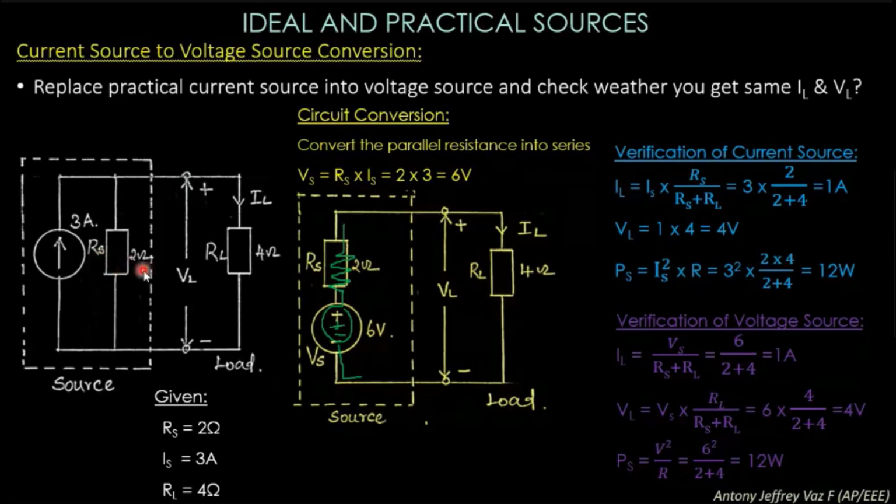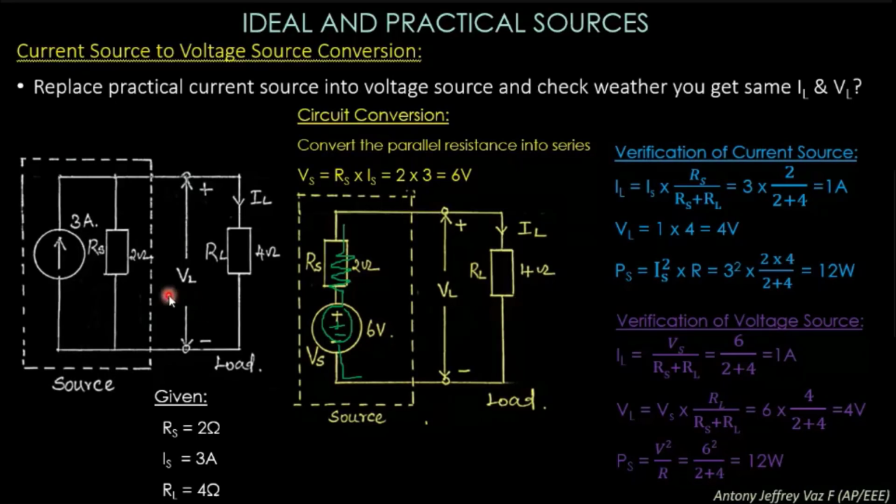See, Rs is equal to 2 ohm. Here also Rs is equal to 2 ohm, and then the other circuit elements follow as they are. After this point, the load voltage VL is represented as it is, then the load current IL is represented as it is, and the load resistance RL is 4 ohm. So by converting only the voltage source, we have attained this circuit.